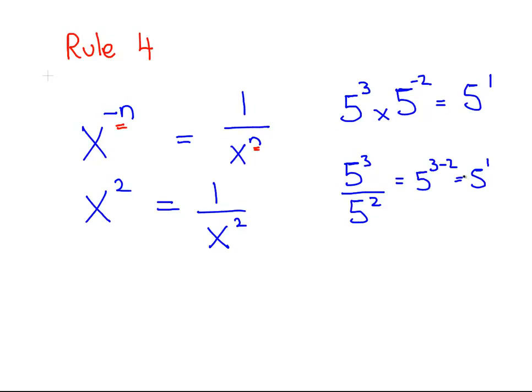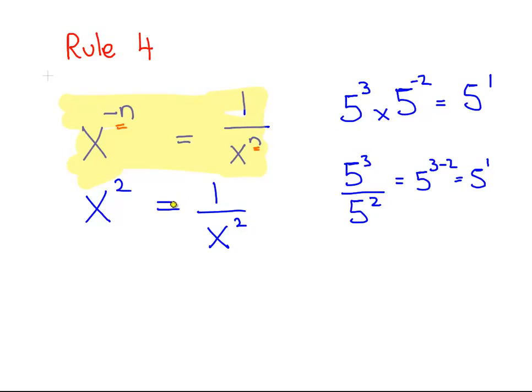So that matches in quite well with the other rules that I've just mentioned previously. But that's the key thing there. X to the power of minus n is equal to 1 over x to the power of n. Just watch that you change the signs if you're dividing 1 by that number.